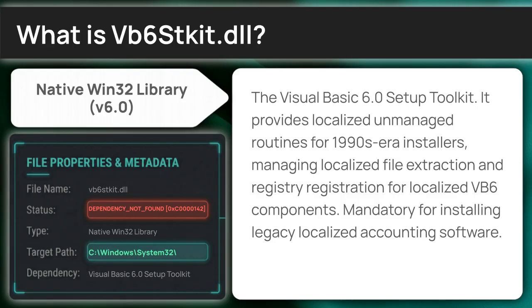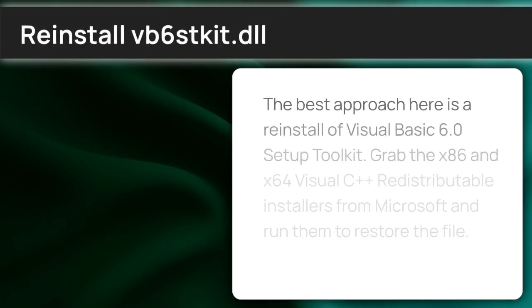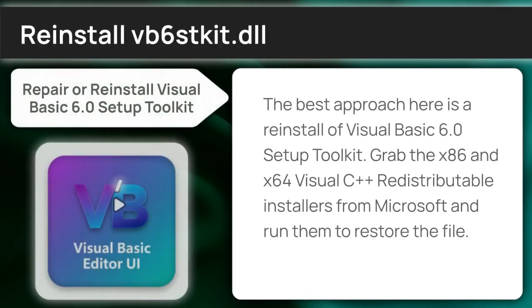Now that we've covered what the file does, let's jump into our first fix. The best approach here is a reinstall of Visual Basic 6.0 Setup Toolkit. Grab the x86 and x64 Visual C++ redistributable installers from Microsoft and run them to restore the file.